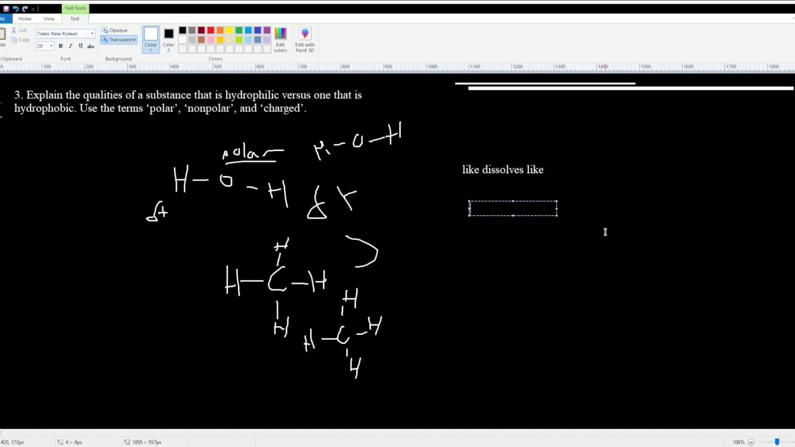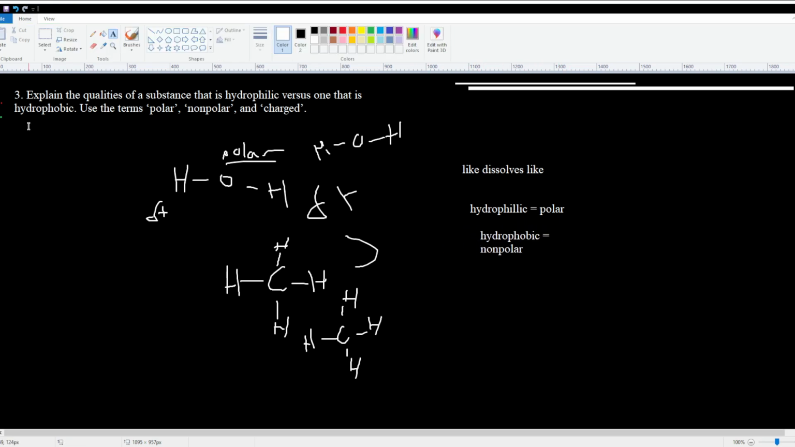So hydrophilic equals polar, right? And then hydrophobic equals nonpolar. And then like dissolves like. So that's what you need to know for this question.